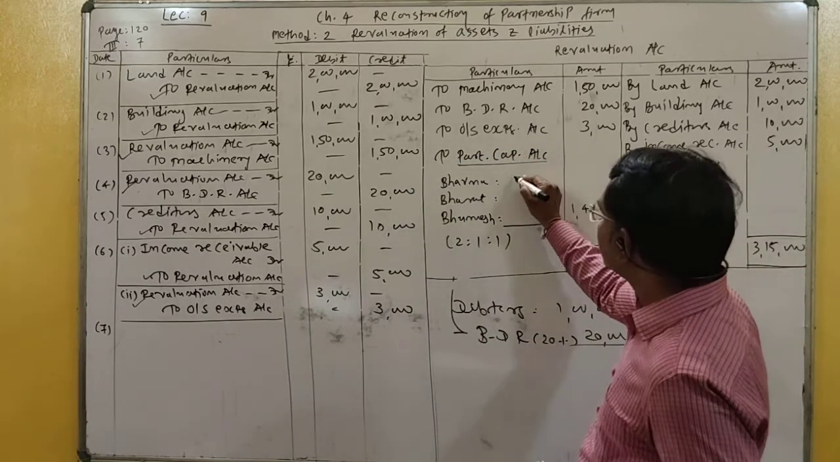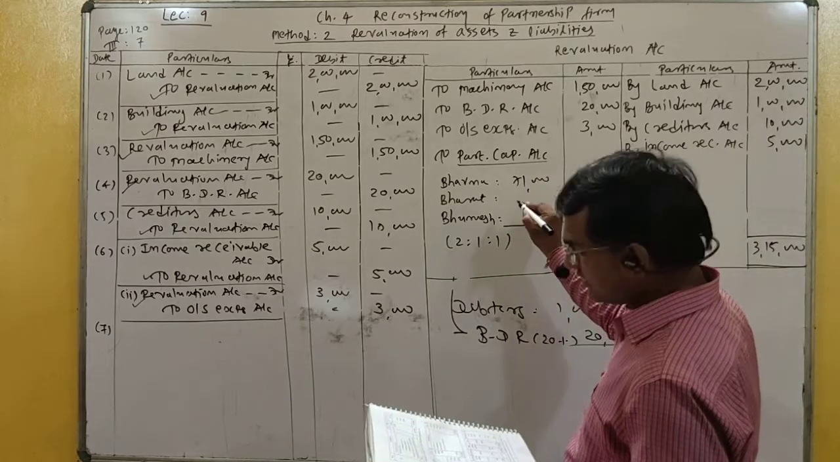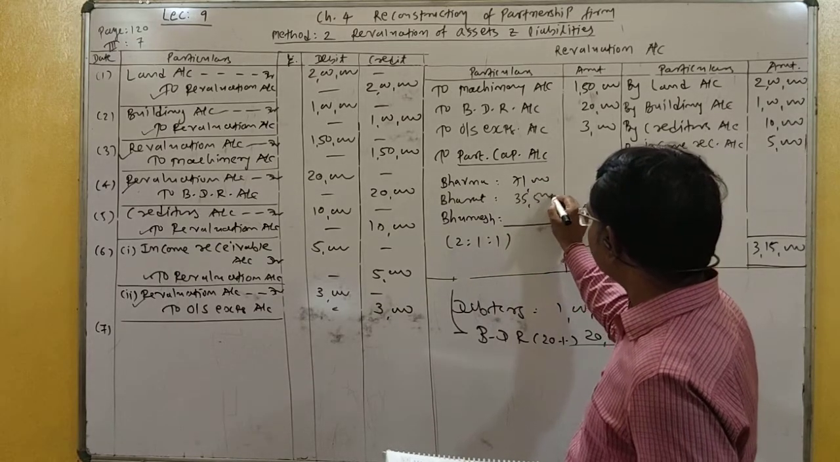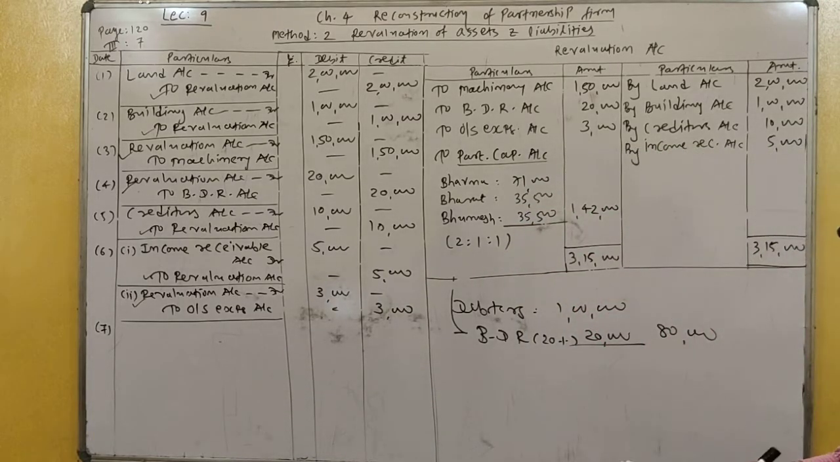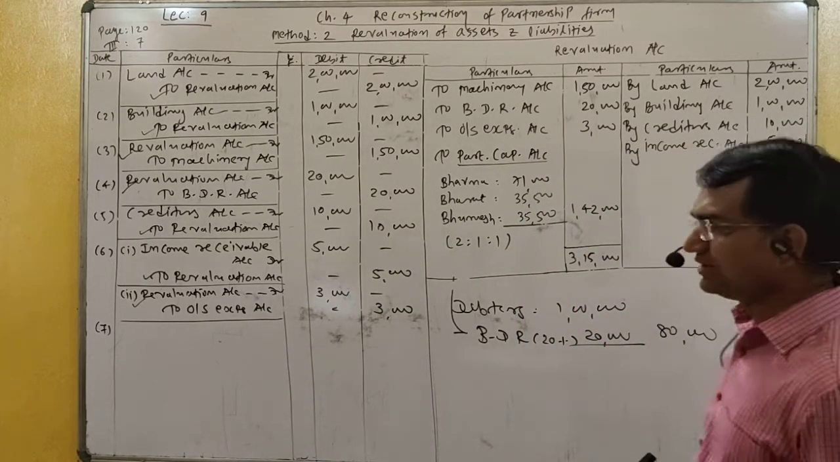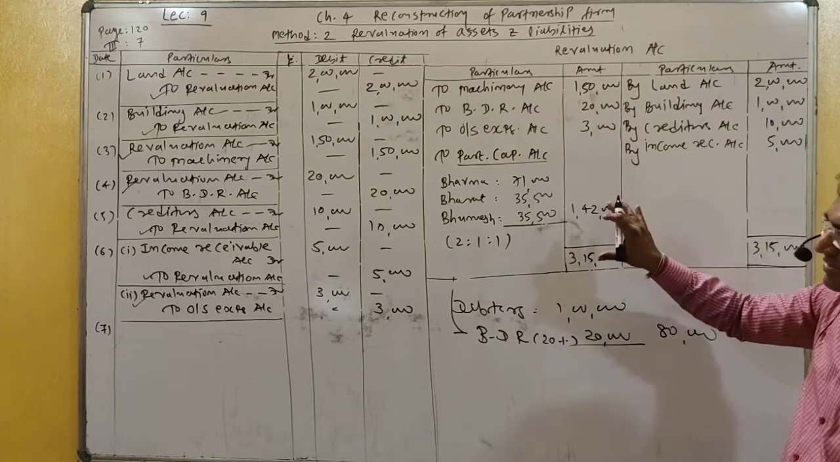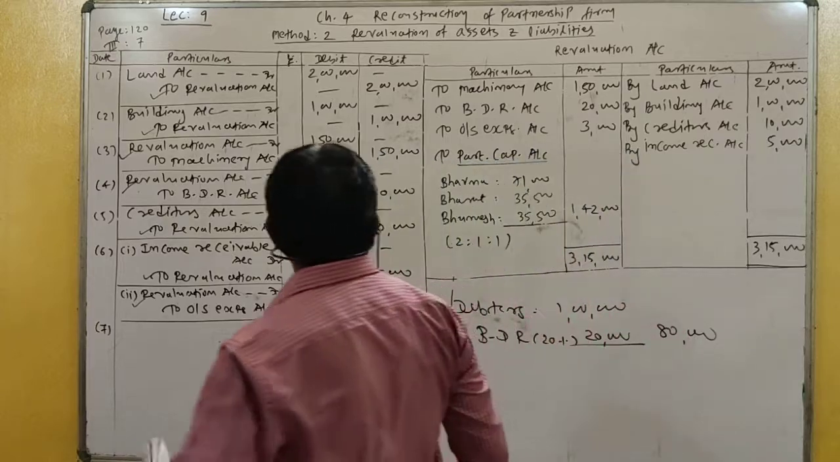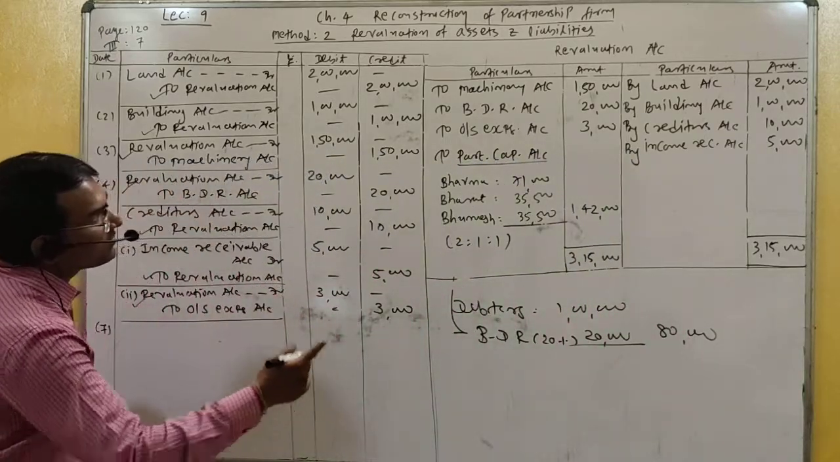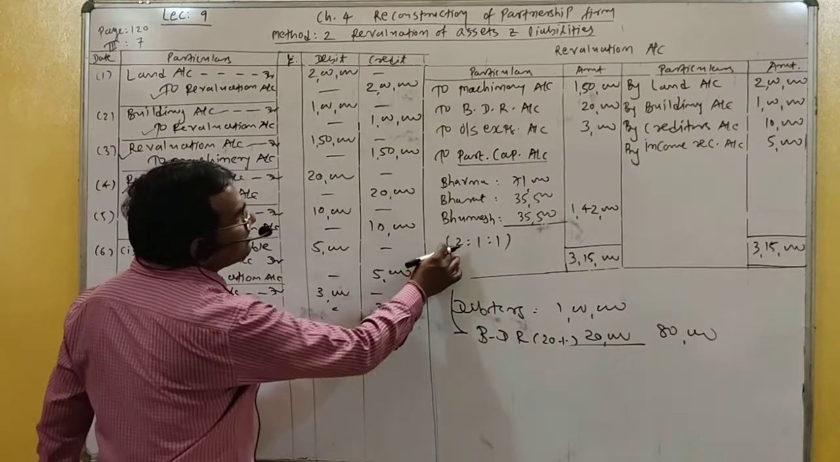So 71,000, 35,500, 35,500. This is the distribution of revaluation profit in their old profit sharing ratio. And from this distribution, we are required to make the last entry of profit of revaluation account. So what is the journal entry of profit?